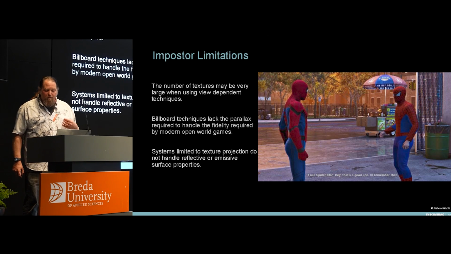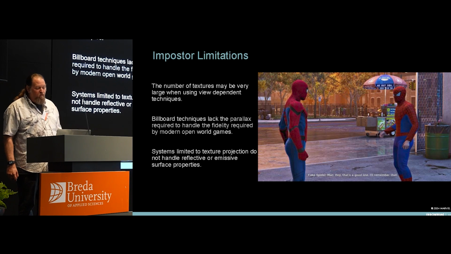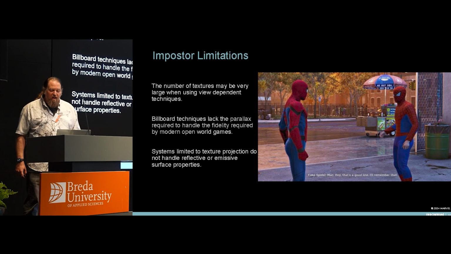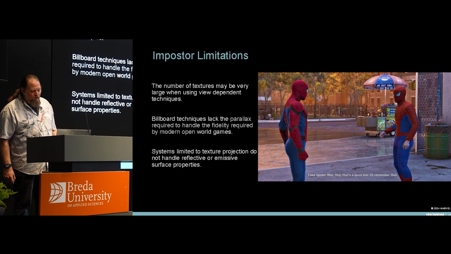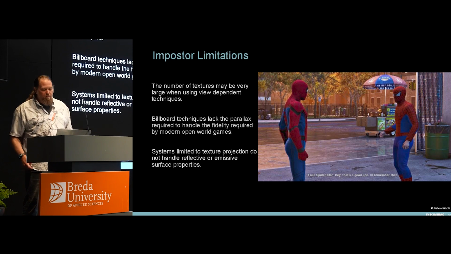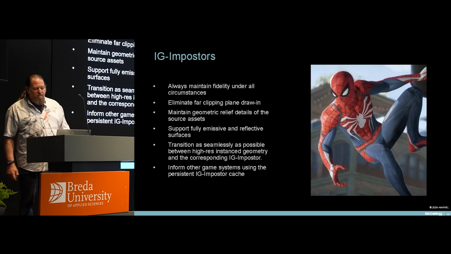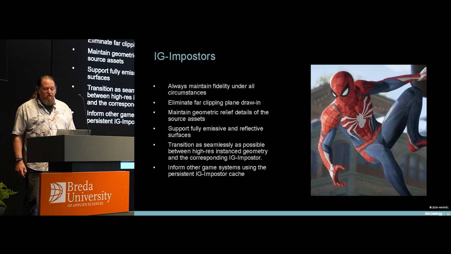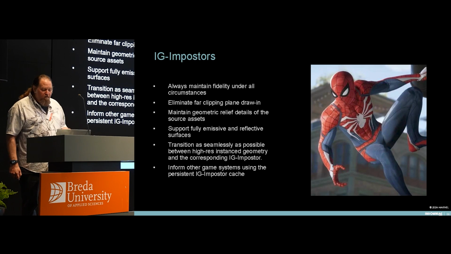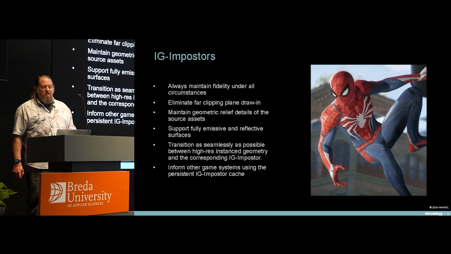Billboarding techniques lack the parallax required to handle the fidelity required by modern open-world games. Simple texture projection does not handle reflective or emissive surface properties. By combining all of the model instances that make up a building prefab into a single poly-reduced mesh and capturing a texture atlas from all of the visible sides of the building, the Insomniac engine only needs one draw call to render the distant imposter.